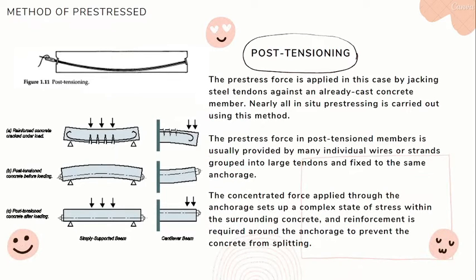In post-tensioning, the prestress force is applied in this case by jacking steel tendons against an already cast concrete member. Nearly all in situ prestressing is carried out using this method. The prestress force in post-tensioned members is usually provided by many individual wires or strands grouped into large tendons and fixed to the same anchorage. The concentrated force applied through the anchorage sets up a complex state of stress within the surrounding concrete, and reinforcement is required around the anchorage to prevent the concrete from splitting.